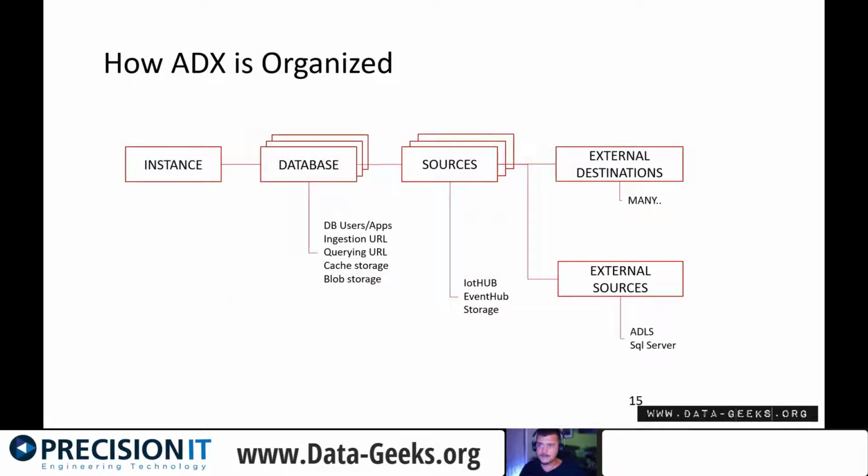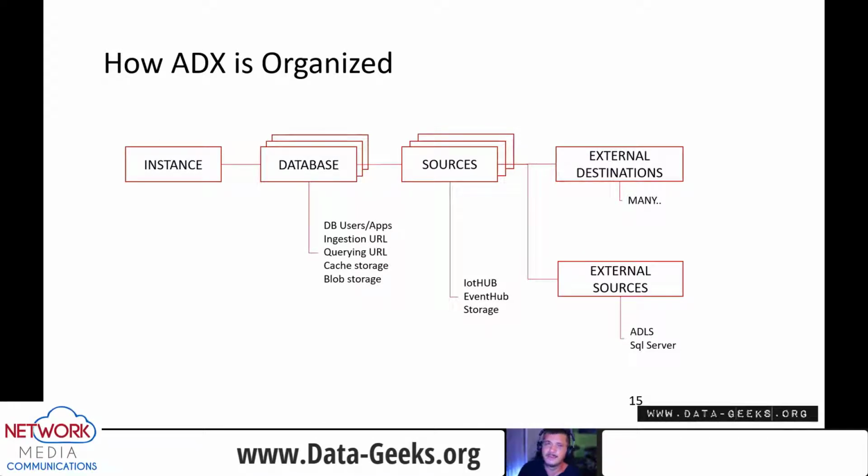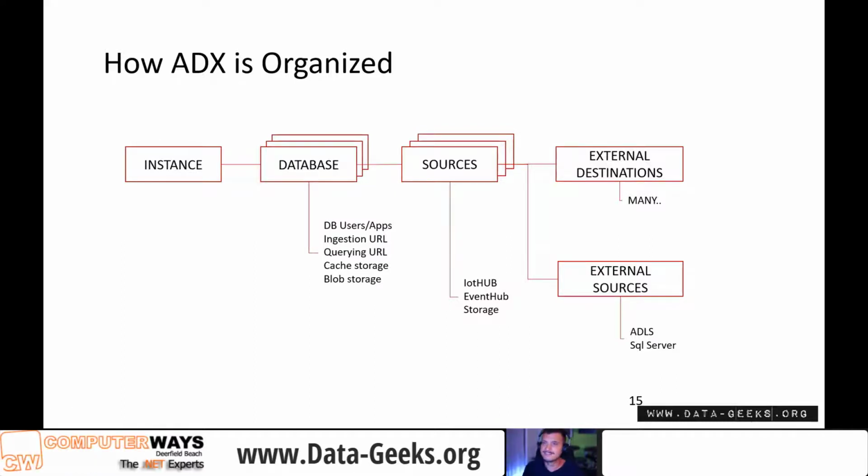How is it organized? As I said, an instance, 20 minutes. Okay, cooked in 20 minutes. A database, more or less 1 minute. So when you say a database, every database has got two URLs. One for the ingestion, the streaming ingestion, and one for the query. Every database has got a data management blob storage based component, and every database has got a dedicated cache storage component.